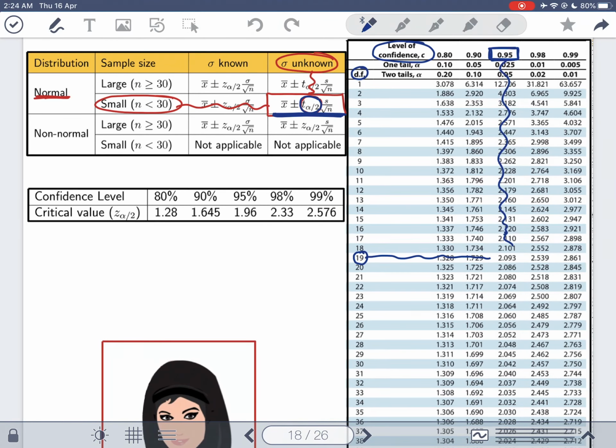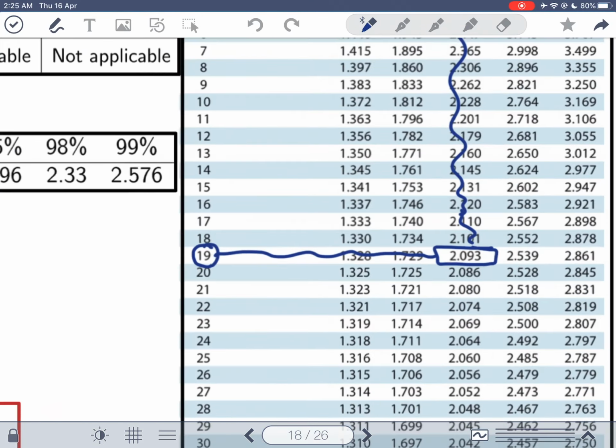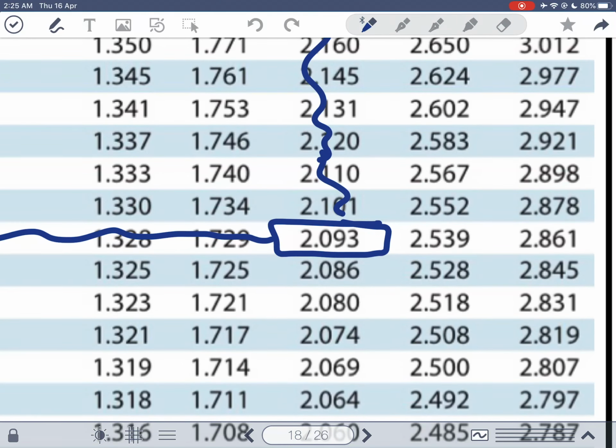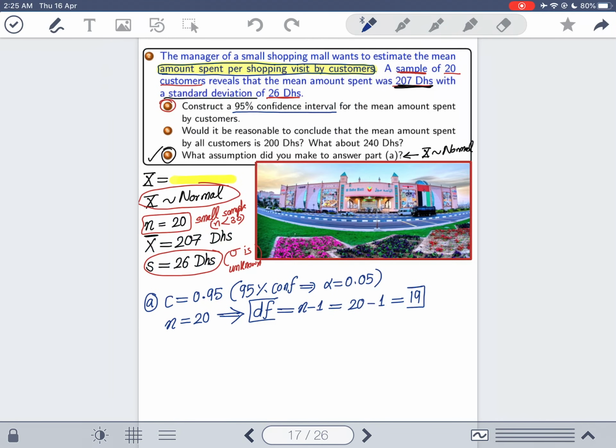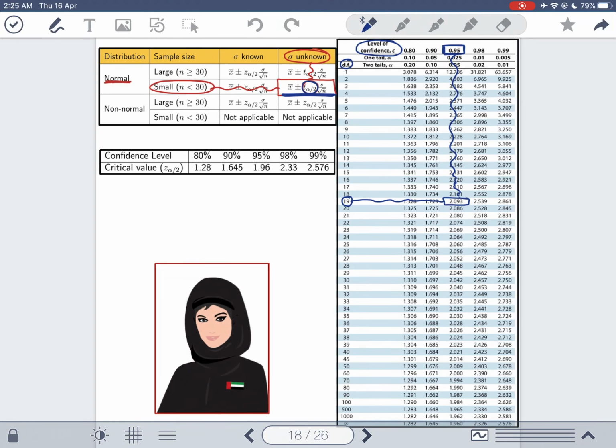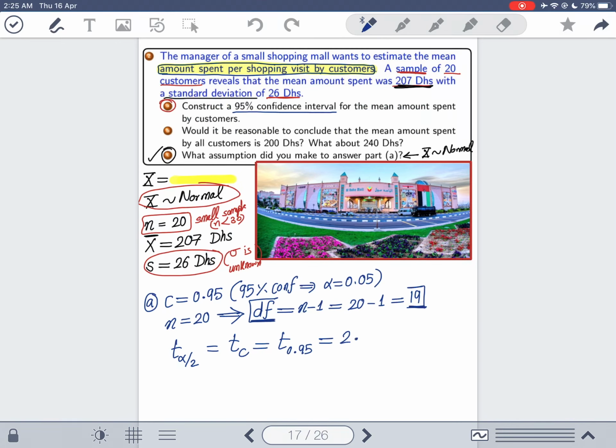I found my T. You can use, of course, the online calculator to do this. So T sub alpha over 2, or we call it also T sub C, is 2.093. So here our confidence level is 95%. You have to also say that the degrees of freedom are 19. It was 2.093. Great. I have this and I'm done.